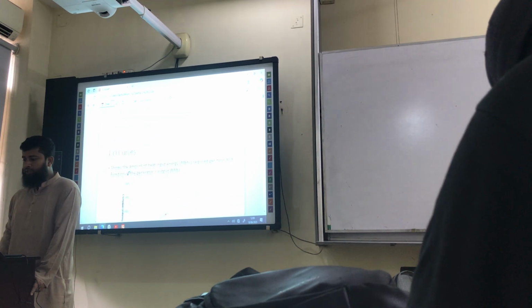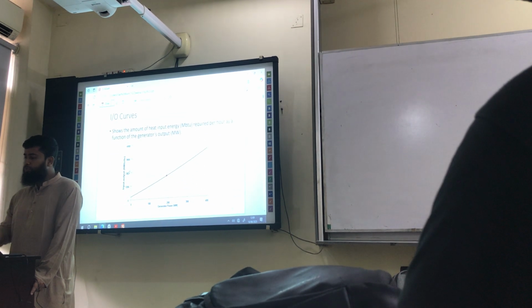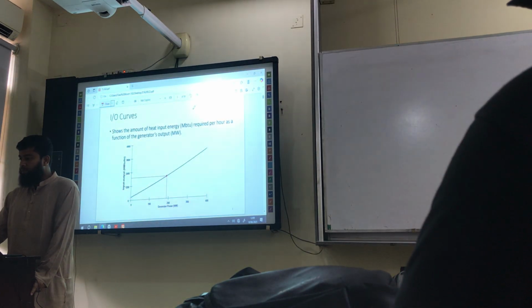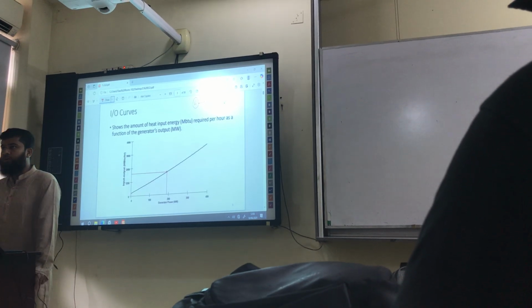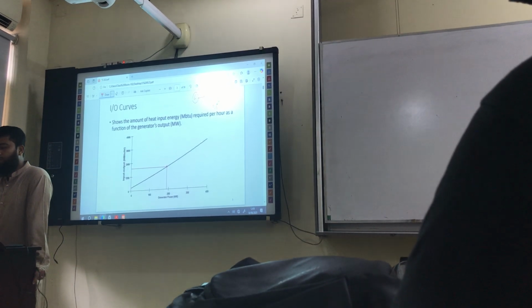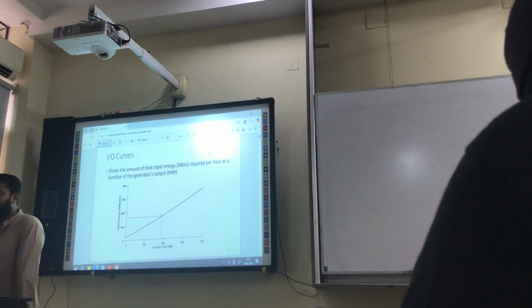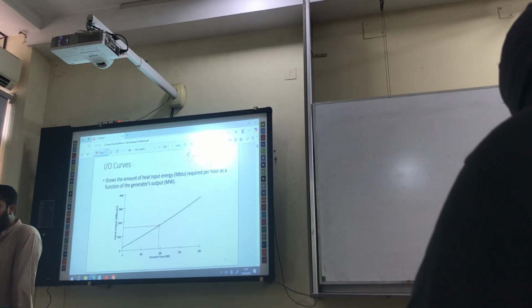What is the input-output curve? What is the input and output of our system? Here we have the generator. At the output side, we will get the PG, the electric power output. There is no doubt that this is our output. Then what is the input?